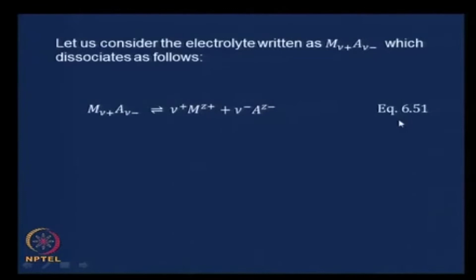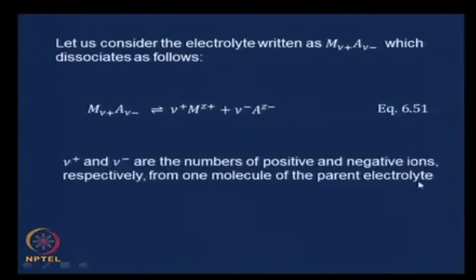Let us call this equation 651. For completeness, nu plus and nu minus are the numbers of positive and negative ions respectively from one molecule of the parent electrolyte. Z plus and Z minus are the number of ionic charges, and of course, as you will see soon, nu plus and Z plus need not always be equal. Similarly, nu minus and Z minus need not always be equal. Nu is the stoichiometric part, and Z is the number of charges associated with each molecule.